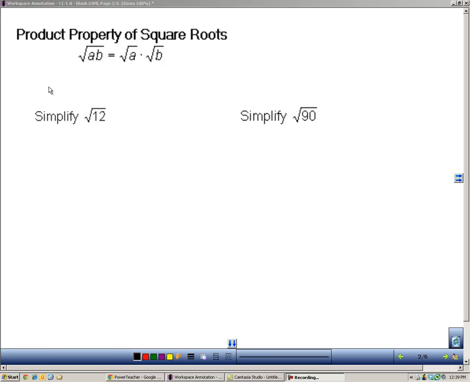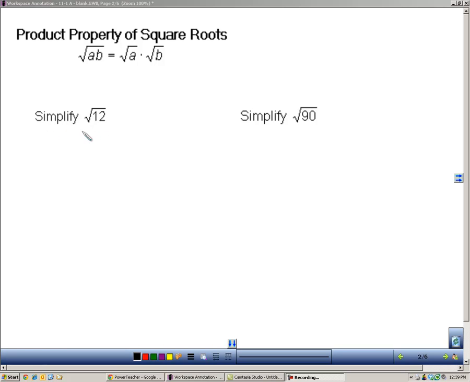Now, there is a property called the product property of square roots that helps us deal with simplifying these radical expressions. And what it says is that if you multiply two numbers and they're underneath a radical, you can break that up into two separate square roots. And so this is the way that we're able to take out factors that are perfect squares out of a square root. So let's see how it works.